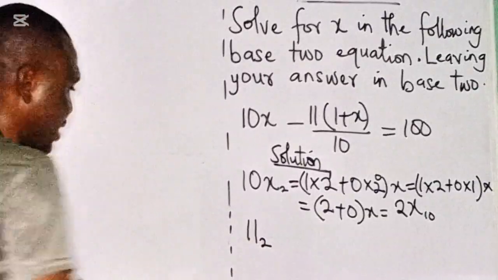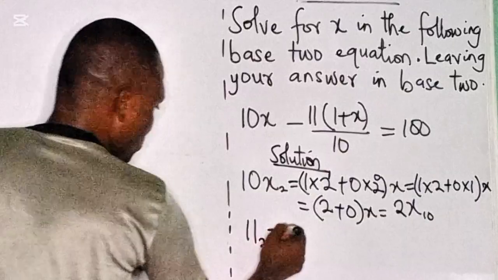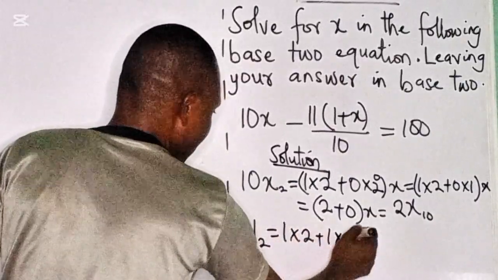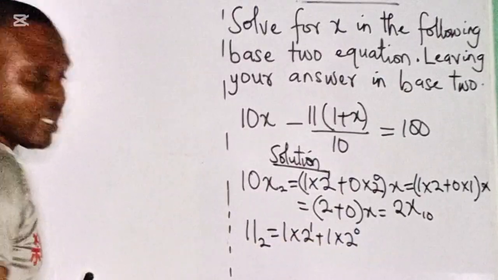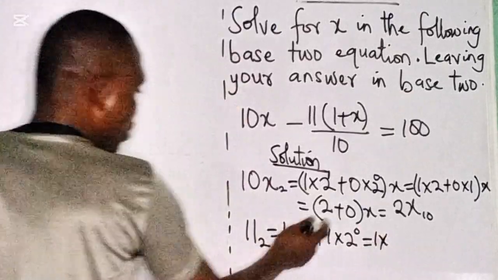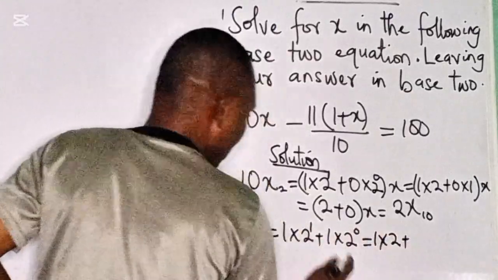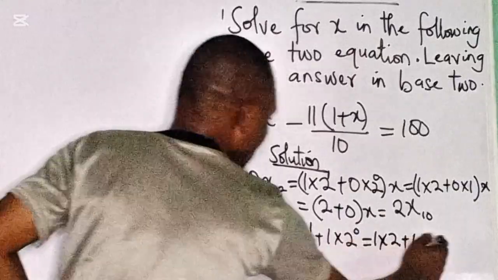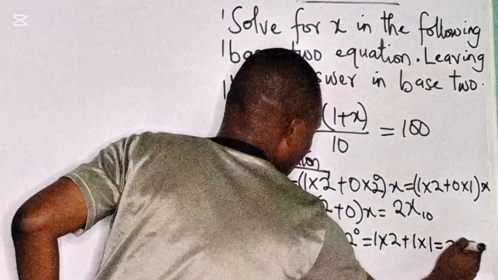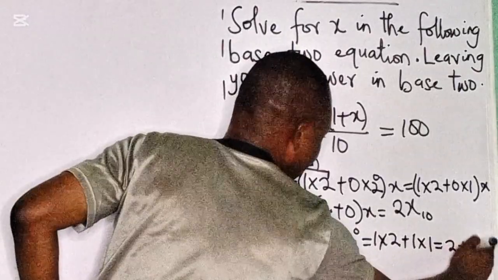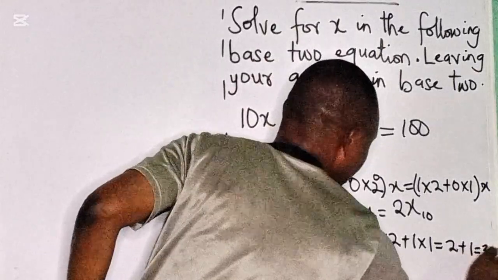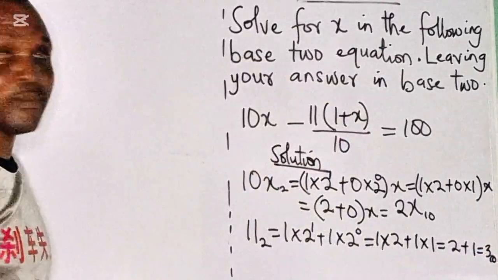So let's convert to base 10. Now this is equal to 1 times 2 plus 1 times 2, then here is 0 and here is 1. Is that clear? So at the end of the day, we have 1 times 2 raised to the power of 1 is 2, then here is 1, 2 to the power 0 is 1. So 1 times 2 is 2, and 1 times 1 is 1. What is 2 plus 1? 3, in base 10. Is that clear?